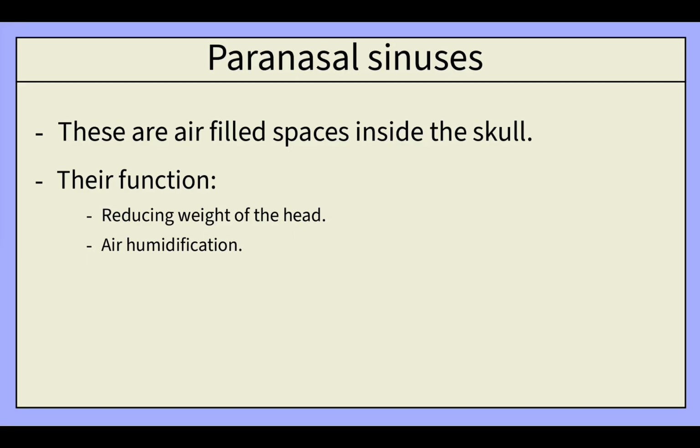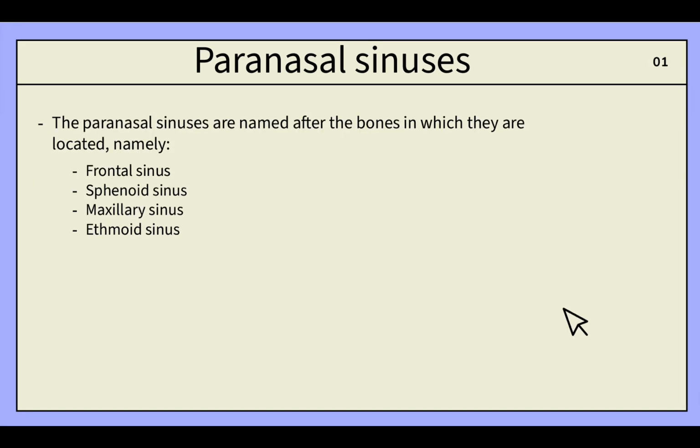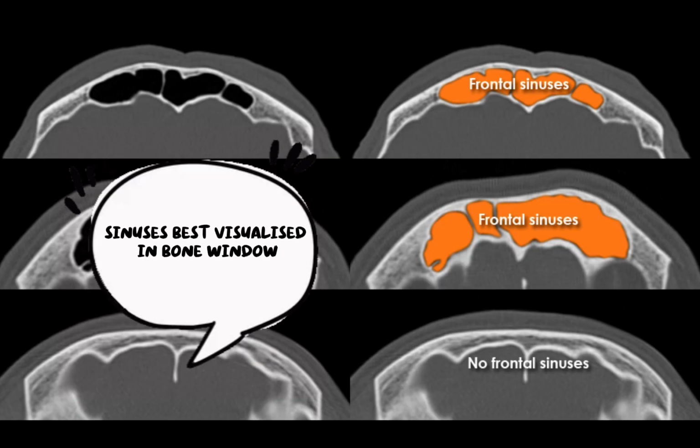The paranasal sinuses are air-filled spaces inside the skull. They have several functions, of which reducing the weight of the head is the most important. Other functions are air humidification and aiding in voice resonance. They are named for the facial bones in which they are located, namely frontal, sphenoid, maxillary, and ethmoid. Note that the sinuses are best visualized in the bone window.